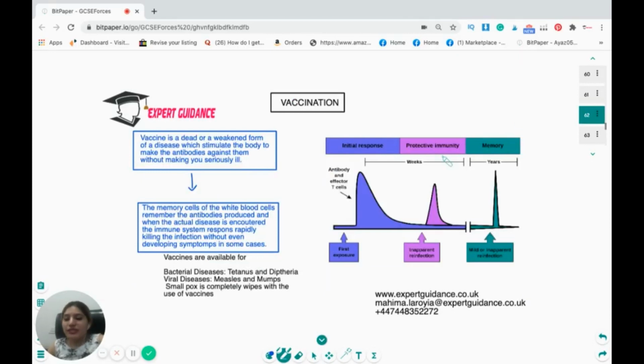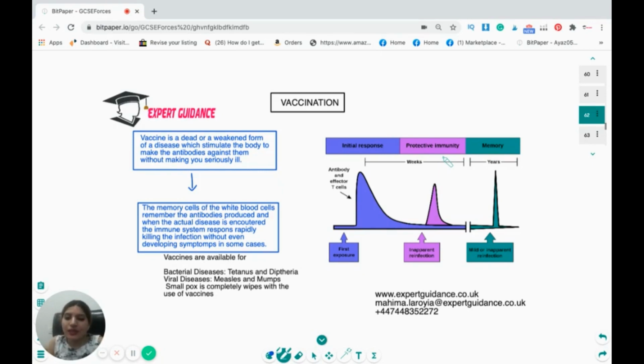Now, our immune system is very active, but at times we need to trigger it. We need to stimulate it to be active. For that, we have vaccination. Now, what is vaccination? Vaccination is a dead or a weakened form of a disease which stimulates the body to make the antibodies against that disease without making us seriously ill. So we expose the person's body to the dead or weakened pathogen. The body thinks it to be a disease and starts producing antibodies.